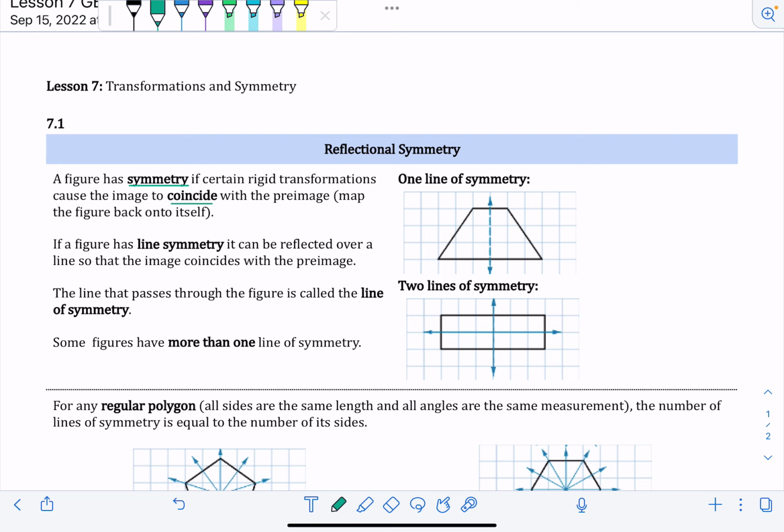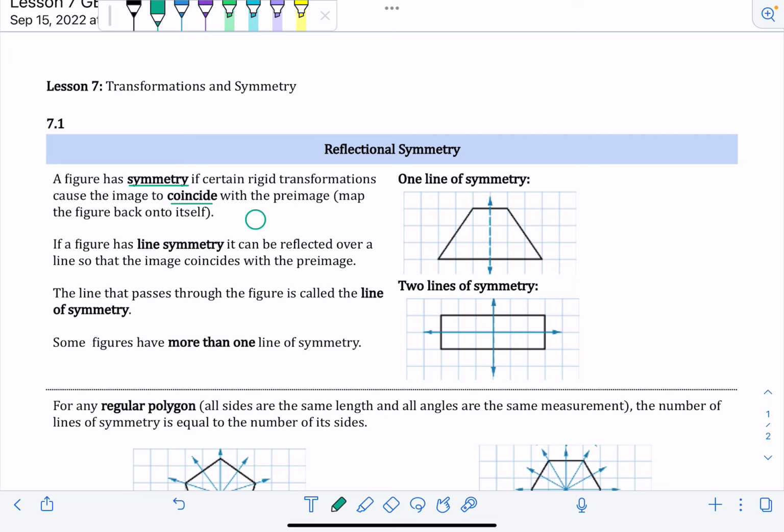So remember that rigid transformations move or reflect the original figure without changing the shape or the size of it. And coincide just basically means that they would overlap exactly. So if I had a circle and I reflected it over itself, it would land back exactly where it was before, so it coincides. The image would coincide with the pre-image.